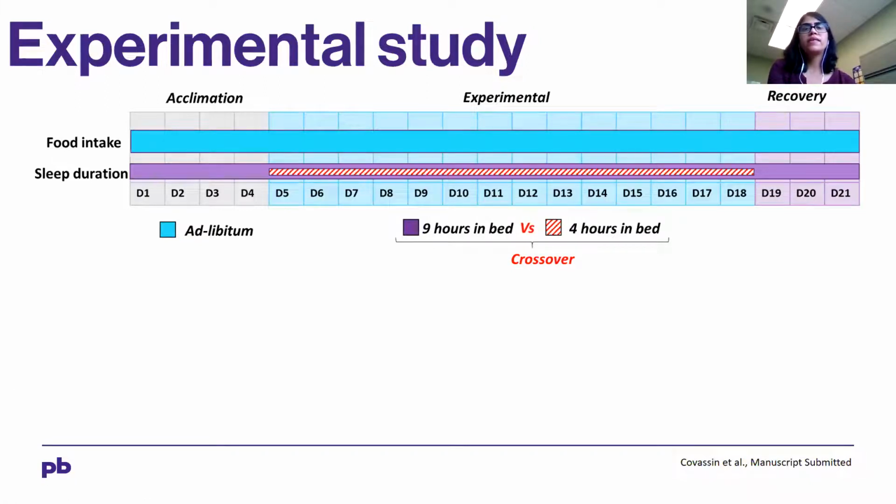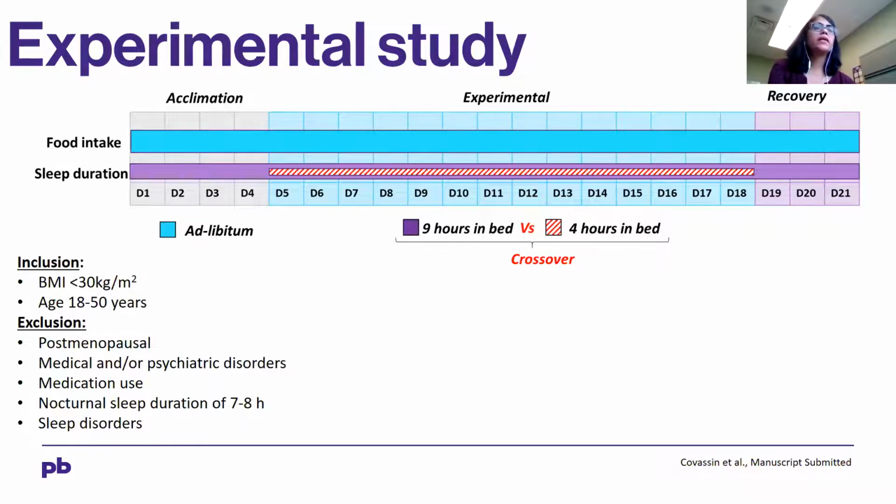In the acclimation phase and in the recovery phase, we allowed them 9 hours in bed. However, in the experimental phase, they were either having a 9-hour sleep period or they had been randomized to 4 hours in bed. Each individual had participated in both the experimental conditions at 2 different time points.